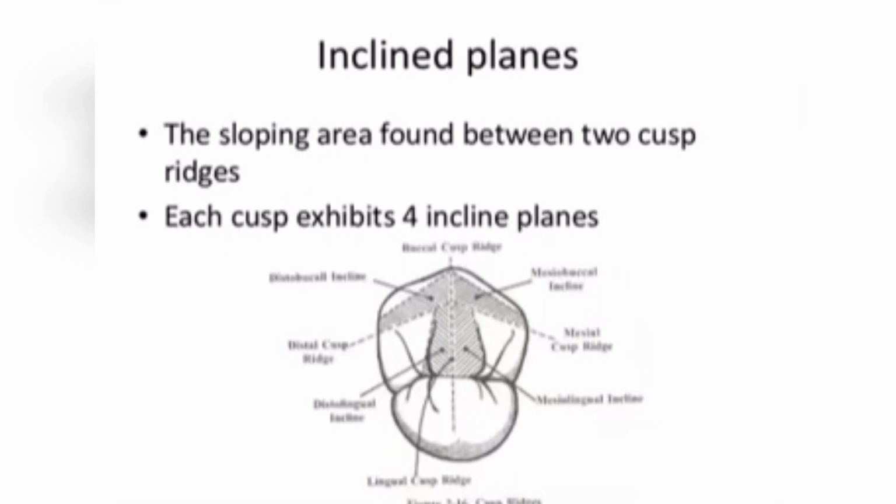Inclined planes. The sloping area found between 2 cusp ridges is called the inclined plane. Each cusp exhibits 4 inclined planes. In the diagram, we can see 4 cusp ridges. Inclined planes are named by combining the name of 2 cusp ridges. So the plane present between buccal cusp ridge and mesial cusp ridge is called mesiobuccal inclined plane, and same is for the others.